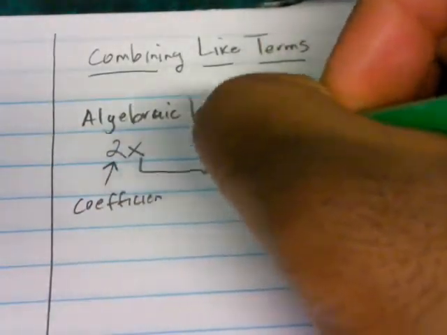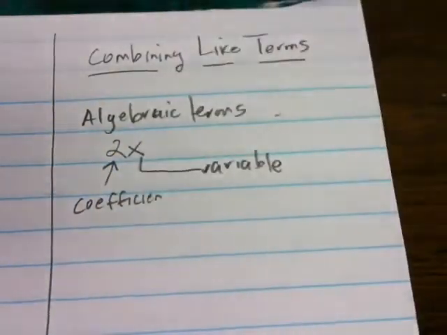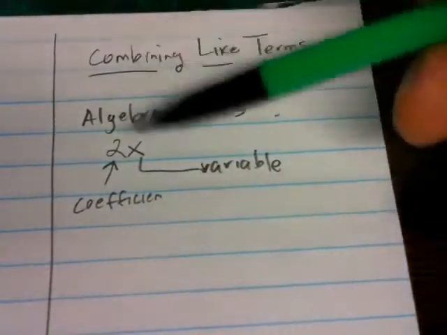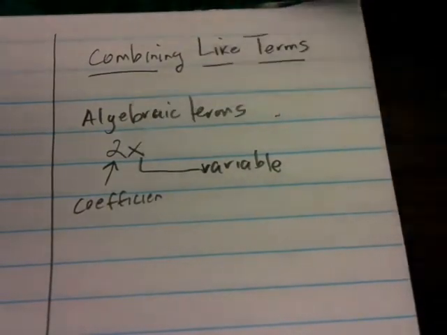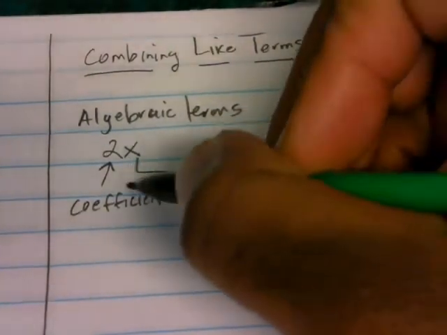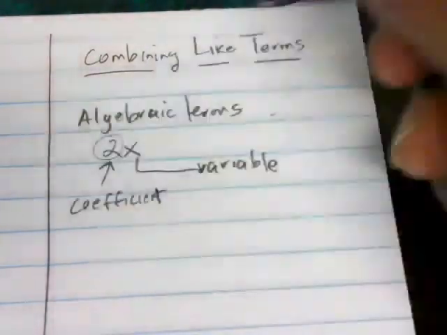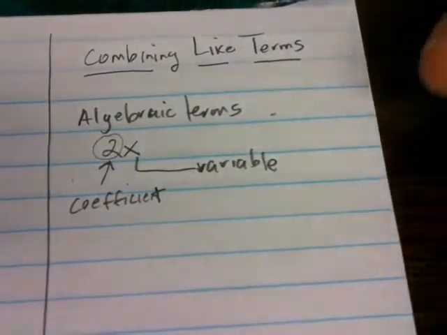You have 2x, all right, this is the coefficient, and this is the variable, all right. Okay, this is the variable x, it could be y, z, and so on. Coefficient, this is the numerical coefficient, the number that's in front of the variable, all right.